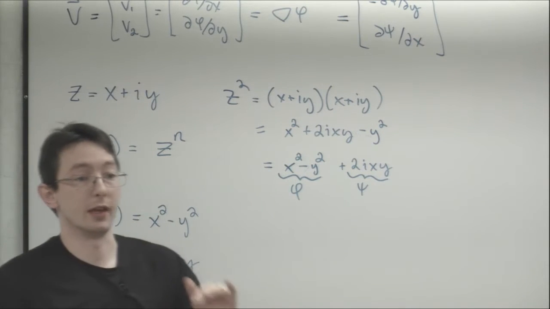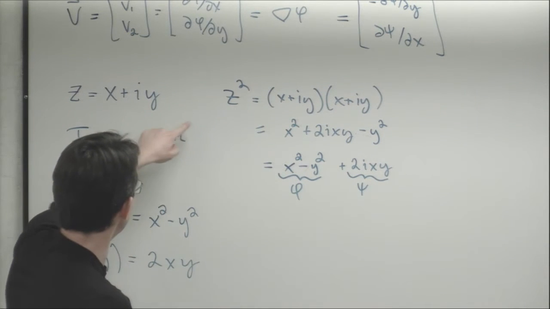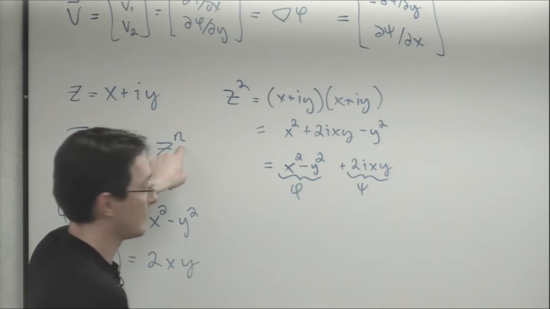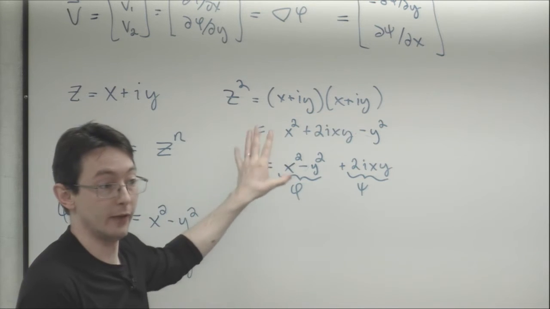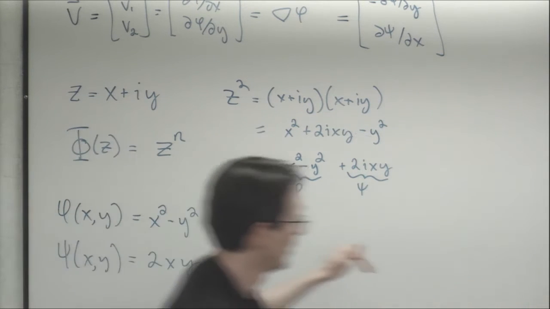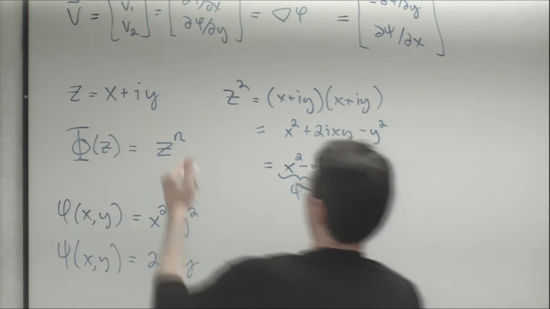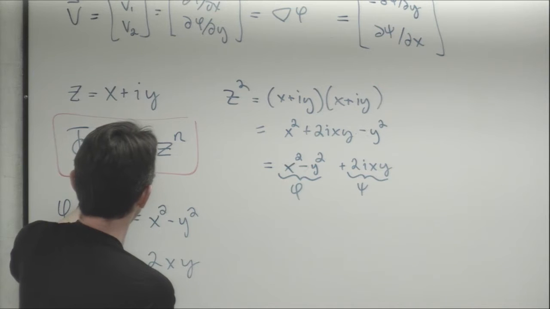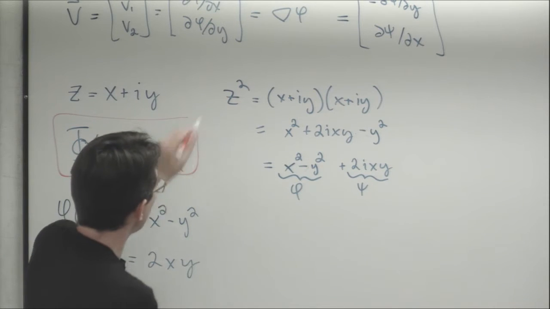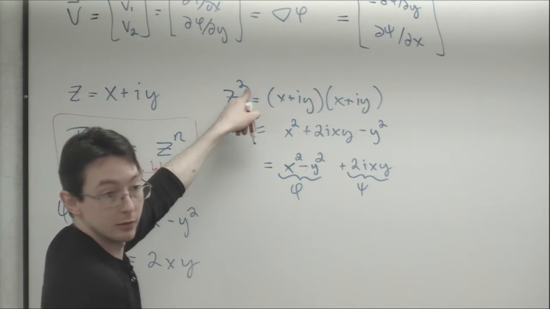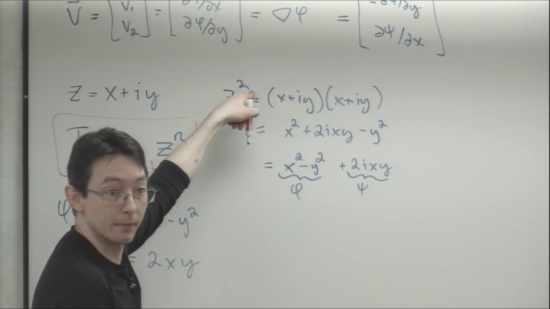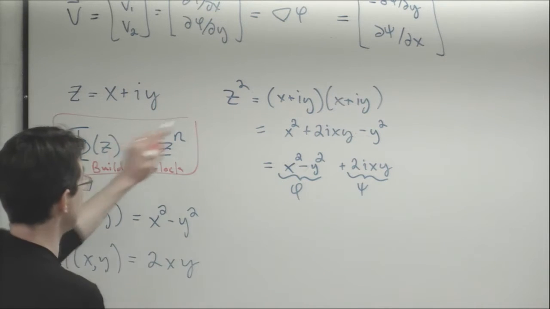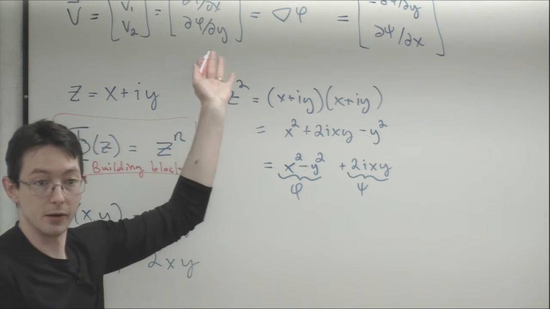So let's just do a few things. I'm telling you that this is a particularly useful potential. And if I change the power n, I can get lots of different cool vector fields. I'm going to show you a number of them. So this is a great building block potential. And now what I've done is I've picked a power of 2. So my potential function is z squared. And we're going to work out this example for what the potential flow looks like when I take z squared.